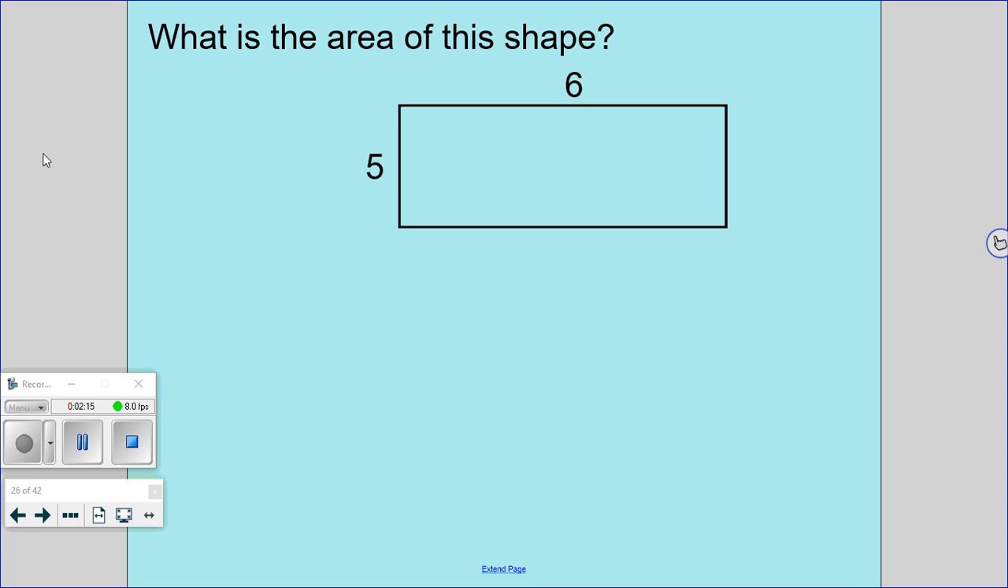When I see a shape, like a rectangle, and only some of my sides are filled in with dimensions, what should be my first step? Right now I only have 2 sides labeled on this shape, so what should be my first step?